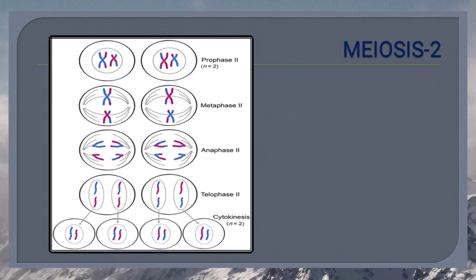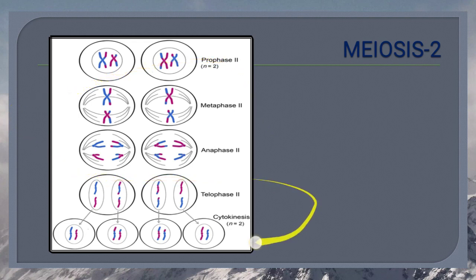Now moving on to meiosis 2. The stages in meiosis 2 are prophase 2, metaphase 2, anaphase 2, telophase 2 and cytokinesis. As in prophase 1, chromosomes duplicate and sister chromatids are visible. The cells carrying out prophase 2 are haploid in number.